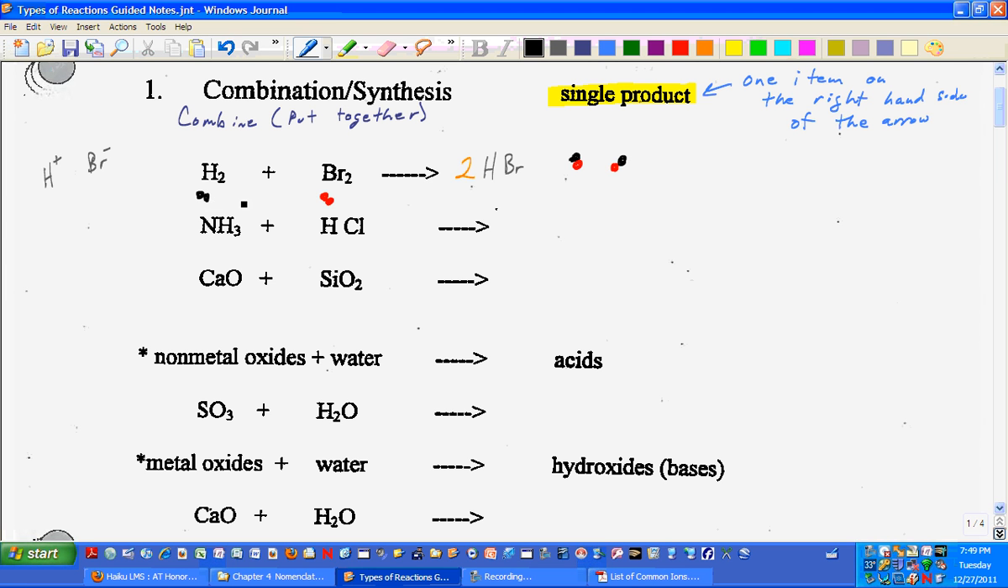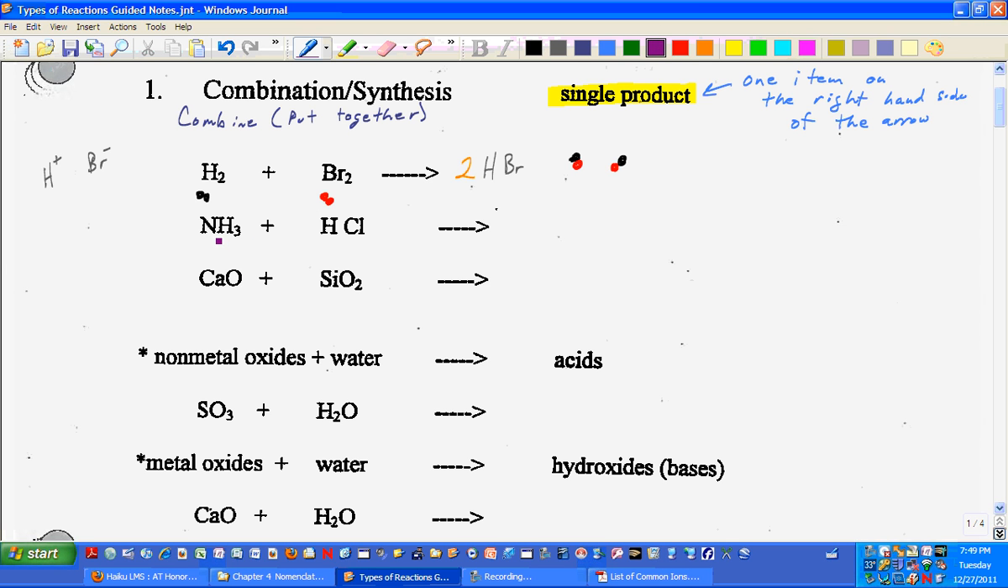So we get these molecules breaking apart and rearranging to form two molecules of hydrogen bromide. To show that we formed two of them, we put this 2 out in front. Combinations can get a little more complicated. These are two elements coming together. That's probably the simplest case.